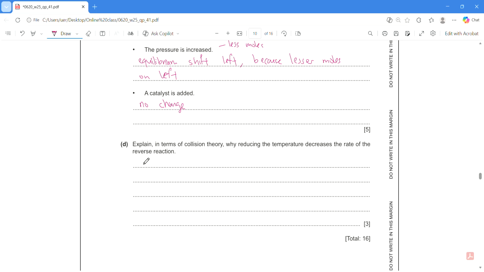Question D, explain using collision theory why reducing temperature decrease the rate of reaction. So easy peasy. First thing, because when the temperature decrease, your particles will lose kinetic energy.